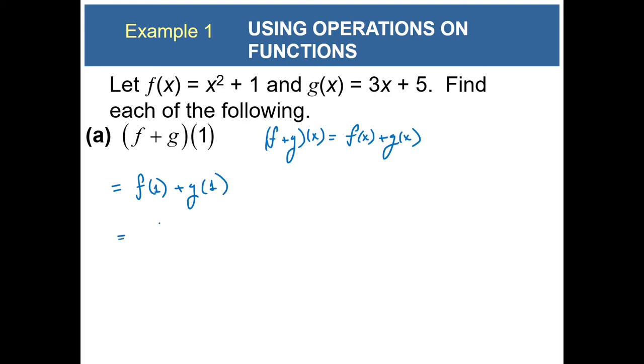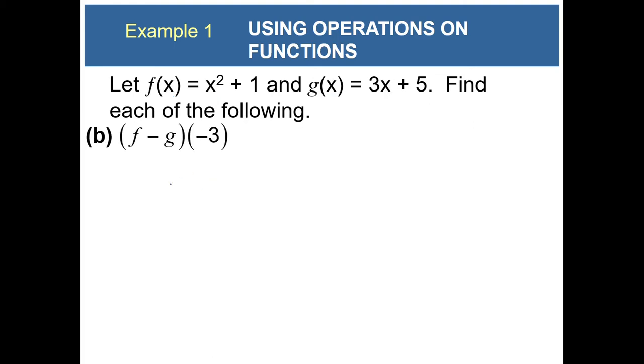So let's simplify f of 1. F of 1 means plug in 1 into the function f. So we have 1 squared plus 1. And g of 1 means plug in 1 into the x of g of x: 3 times 1 plus 5. And then we'll simplify our expression. 1 squared gives us 1. 3 times 1 gives us 3. And we bring down the 5. Let's collect like terms. 1 plus 1 plus 3 plus 5 yields 10.